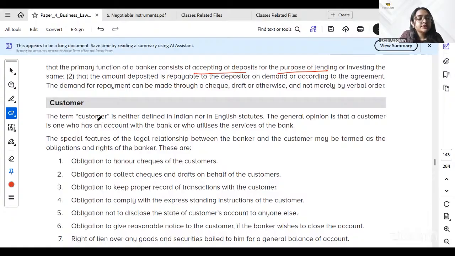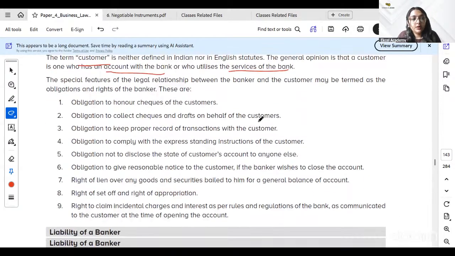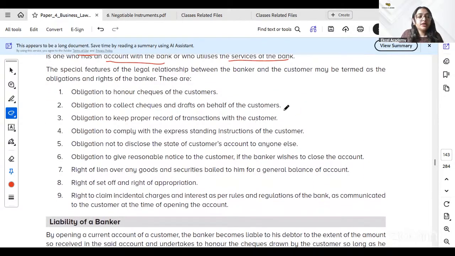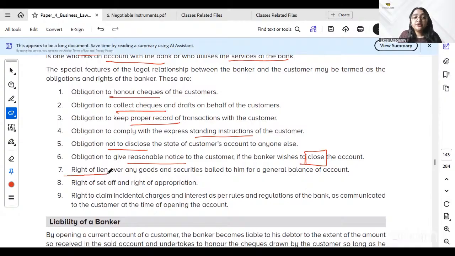Okay, who is a customer? It is defined nowhere, but by means of practice, it is understood that it is someone who has an account with the bank or utilizes the services of the bank. Then we understood the different obligations of the banker: honor check, collect check, keep proper records, standing instructions, not to disclose, that is maintain confidentiality, give reasonable notice in case of closure, right of lien of every goods, set off and right of appropriation, right to claim incidental charges as per the rules and regulations of the bank.